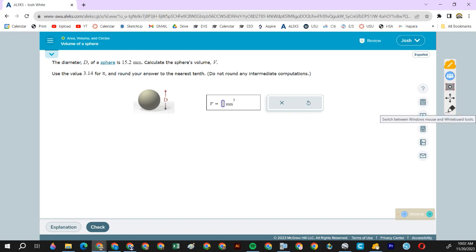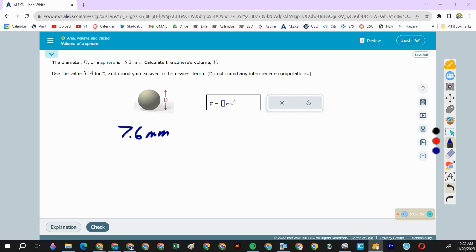All right, volume of a sphere. So the diameter of the sphere is 15.2, so the radius is 7.6 millimeters. So the volume of the sphere is 4/3 pi times 7.6 cubed.